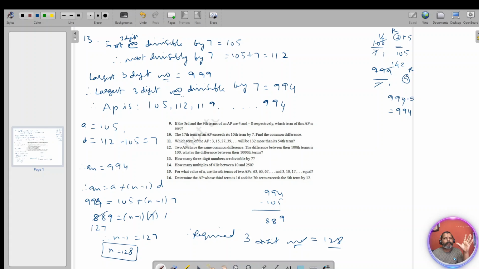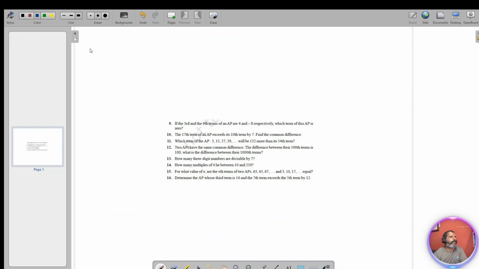Okay. We'll move to the next question quickly. 14th. How many multiples of 4 lie between 10 and 250? It's the same similar question. They have given the end numbers here. We calculate the multiples of 4 and construct the AP. Find the numbers.